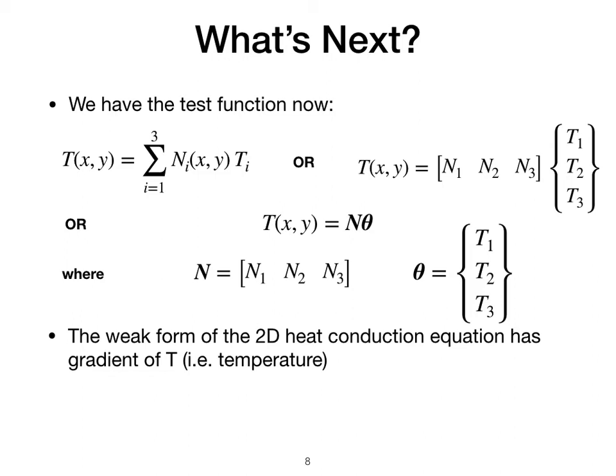Now, the weak form for the 2D heat conduction equation has the gradient of T, which we have derived already in the class, and so we need to find out what the derivative of T is.